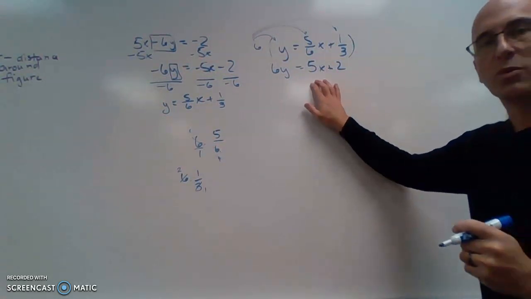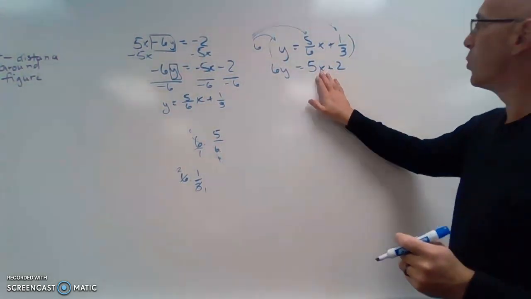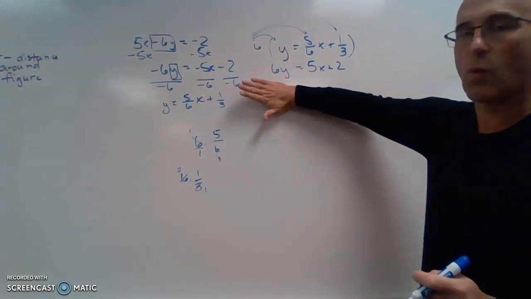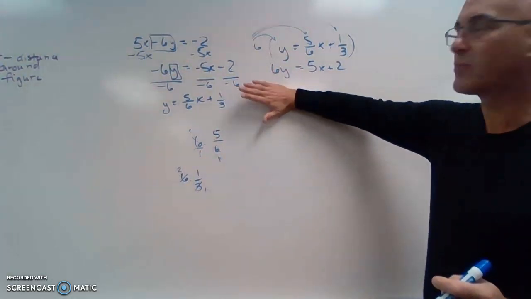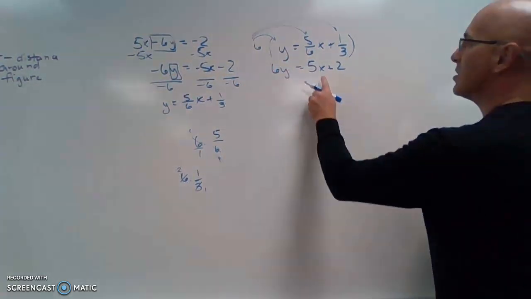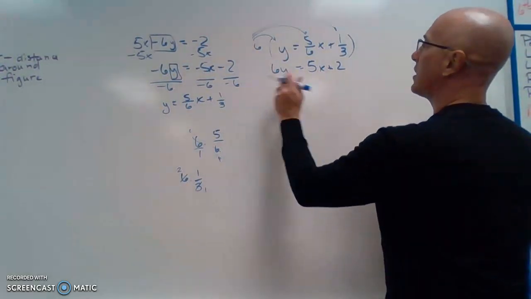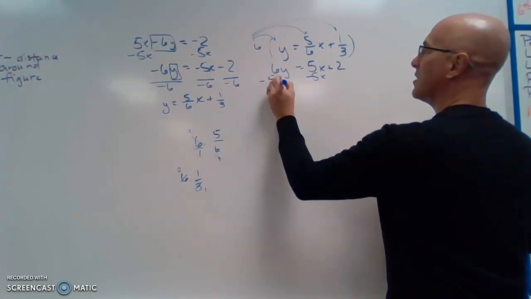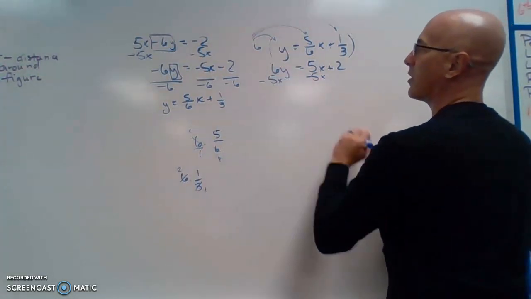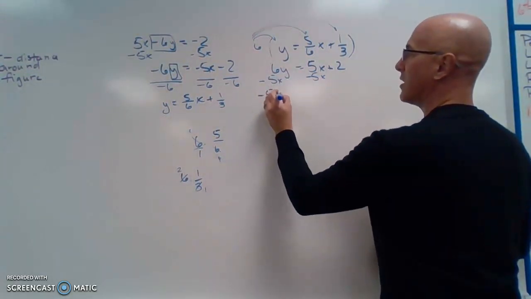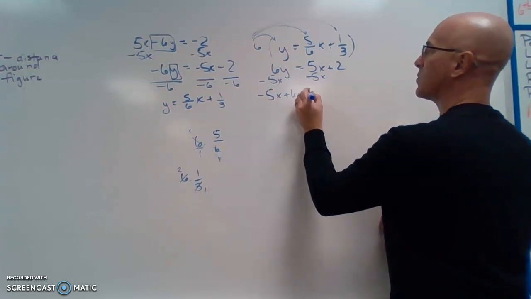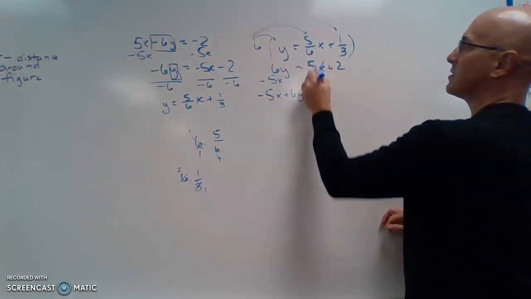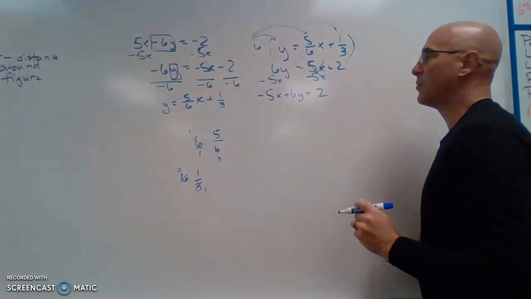So now that we have removed all of our fractions, we're going to move both the x and the y term over to the left. The y is already here, so we're going to move this one over to here. So we have to subtract that 5x. So now we're going to write it in alphabetical order. Negative 5x plus 6y. This disappears and we're left with 2.